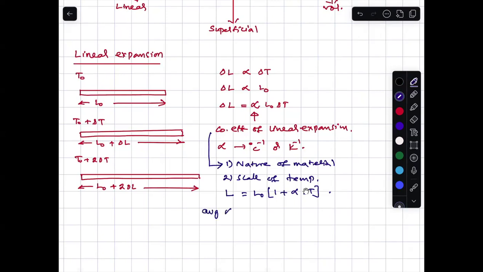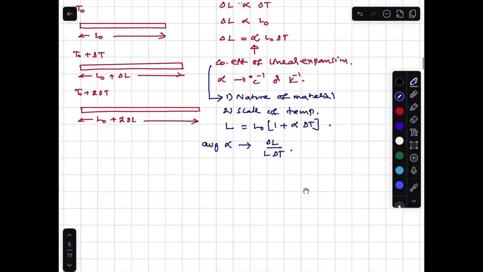So, average alpha is defined simply as delta L by L naught delta T. Okay. So alpha sometimes might change from element to element. Even for some materials which are not isotropic, alpha might change, depending on the direction. But in this case, I have deliberately chosen an isotropic material. Right.